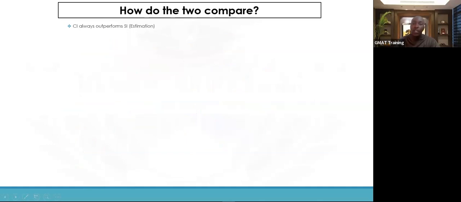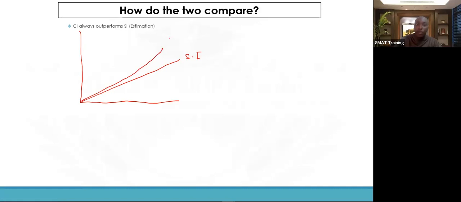And how can we compare the compound and the simple interest? I'll just draw a simple graph to show you what I mean by comparison. The simple interest is usually linear. Say a simple interest is given by that line on the graph. Then the compound interest usually outperforms the simple interest in such a manner.